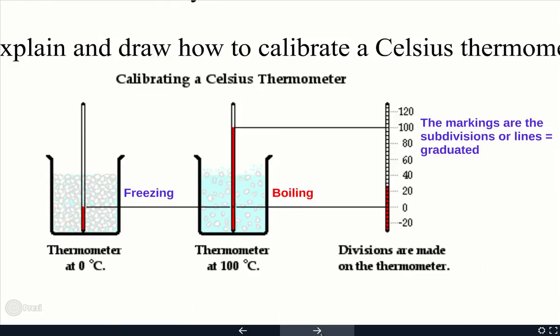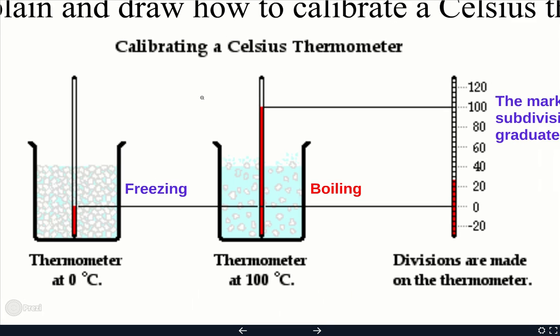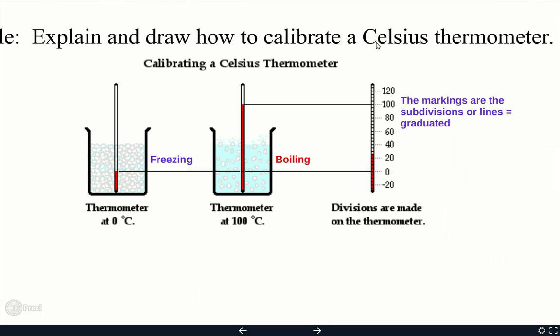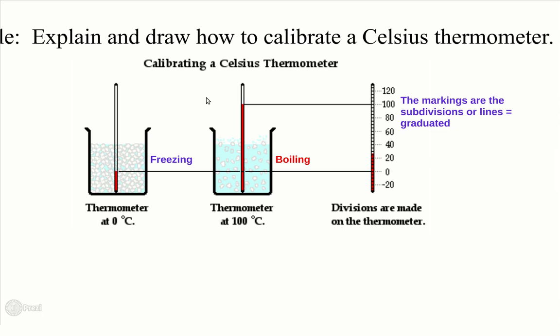All right, so that brings us to calibrating. So this says explain and draw how to calibrate a Celsius thermometer. So this is just a visual of how to do that. So what you do is you take your tube with some of your liquid in it, and you put it in freezing water, ice water, and you mark on that tube where that liquid is, and you're going to consider that your zero. That will be your first fiducial point. And then you take that same tube and you put it in boiling water.